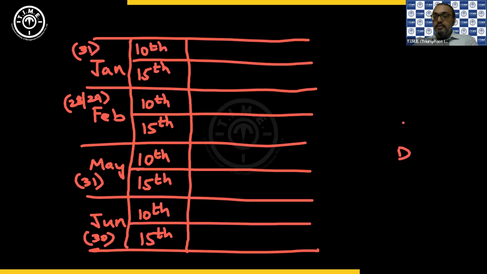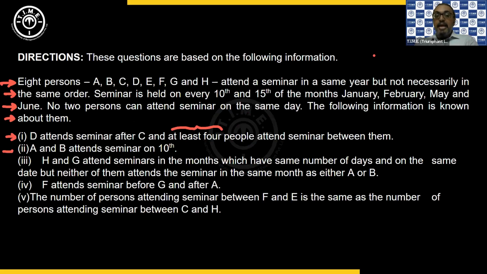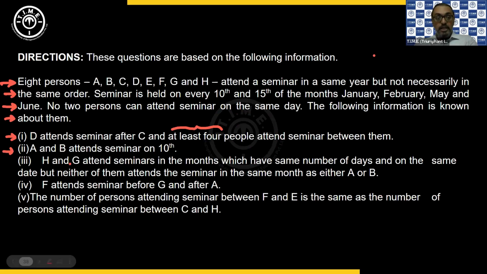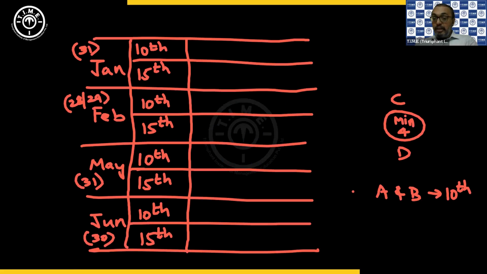Okay. So D is attending the seminar after C and minimum 4 people will be attending the seminar between them. Okay. Then A and B attend the seminar on 10th. Okay. So we have A and B, they attend on 10th. Okay. So could be any of the months. Now H and G attend the seminar in the months that have same number of days and on the same date, but neither of them attends the seminar in the same month as either A or B. Means now H and G will be given in the same date, but it cannot be in the month where you have A and B.